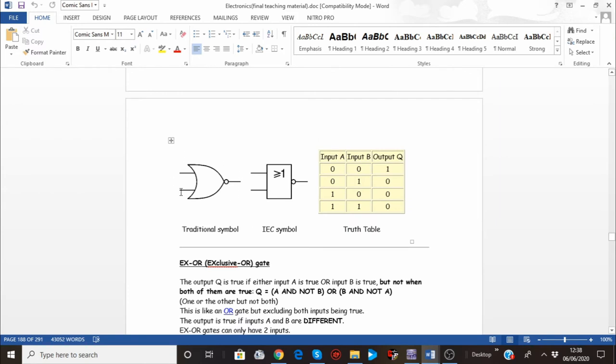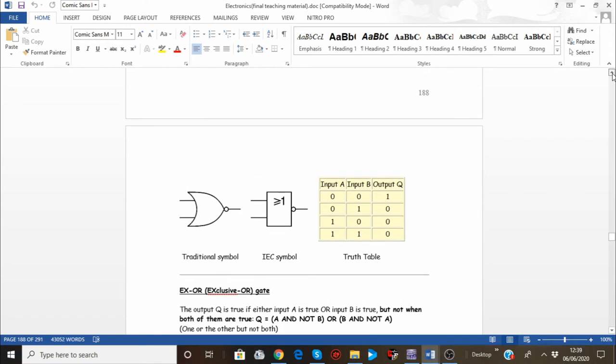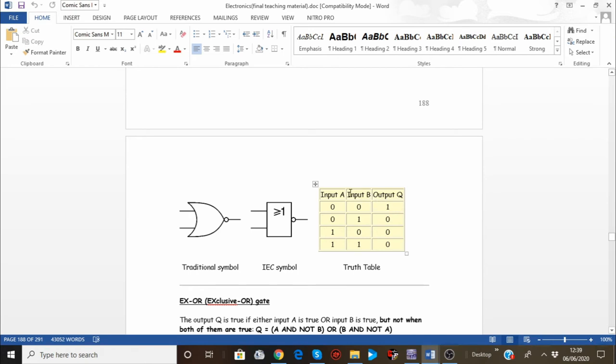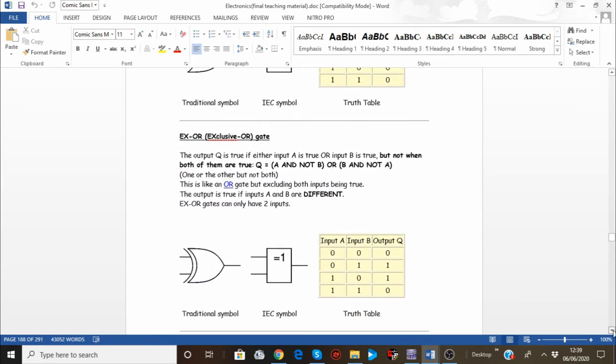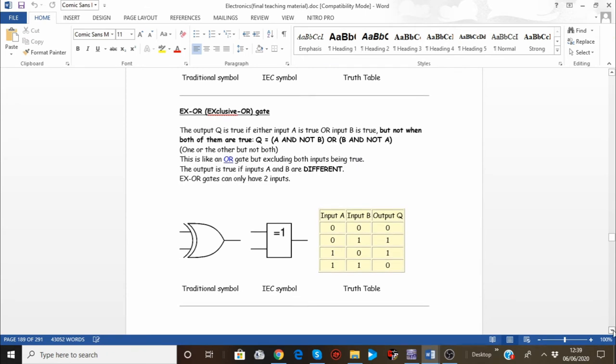So this is a NOR gate. It's exactly the same as OR, apart from the fact that you have a little circle or bubble at the output. That means it's a NOR gate. And the truth table, like I said, for the A and B conditions is exactly the same as anything else, and the output is opposite to OR. 1000.